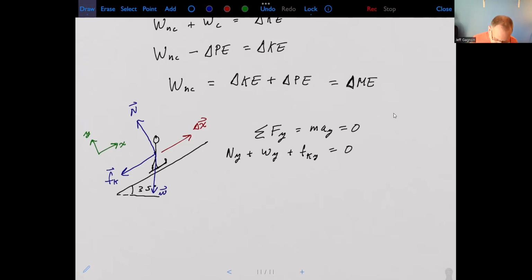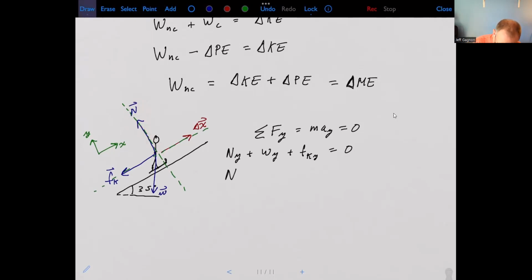Okay, what is the y component of the normal force? Well, if you look at this, and I'll draw it clearer, this is my y-axis, and then this would be my x-axis. So how much of that normal force is in the y direction? All of it, and it's in the positive y direction, right? So that's going to be all of N.